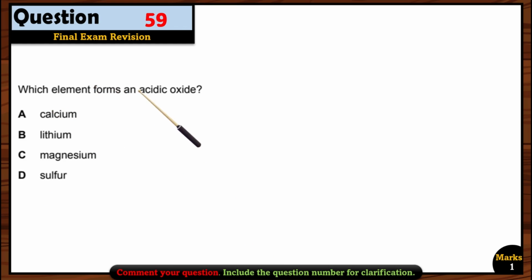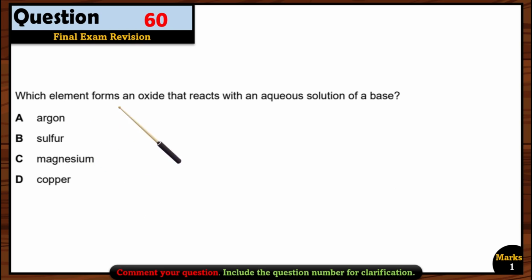Question 59. Which elements form an acidic oxide? That's simple, sulfur, because all of the others are metals. So only sulfur is a non-metal. So this option is correct. That is B. Question 60. Which element forms an oxide that reacts with an aqueous solution of a base?